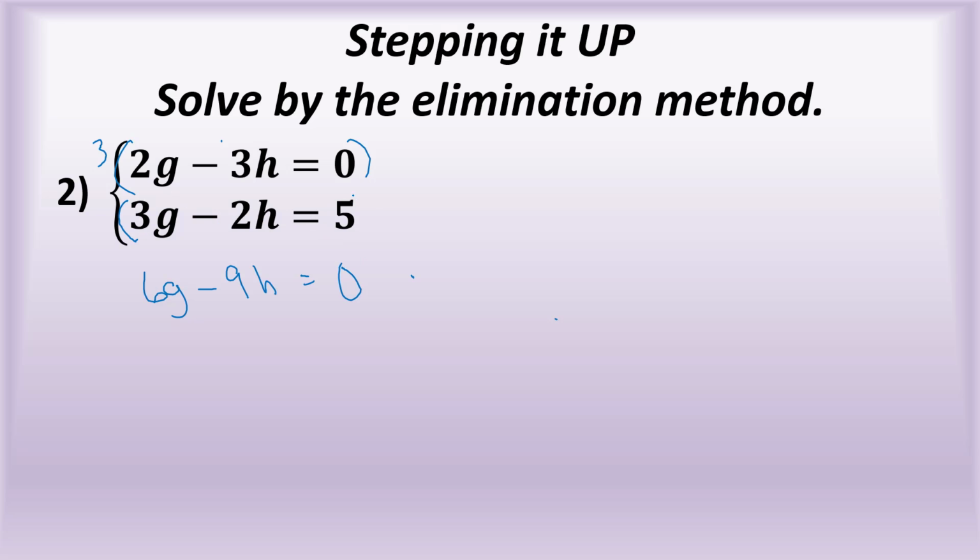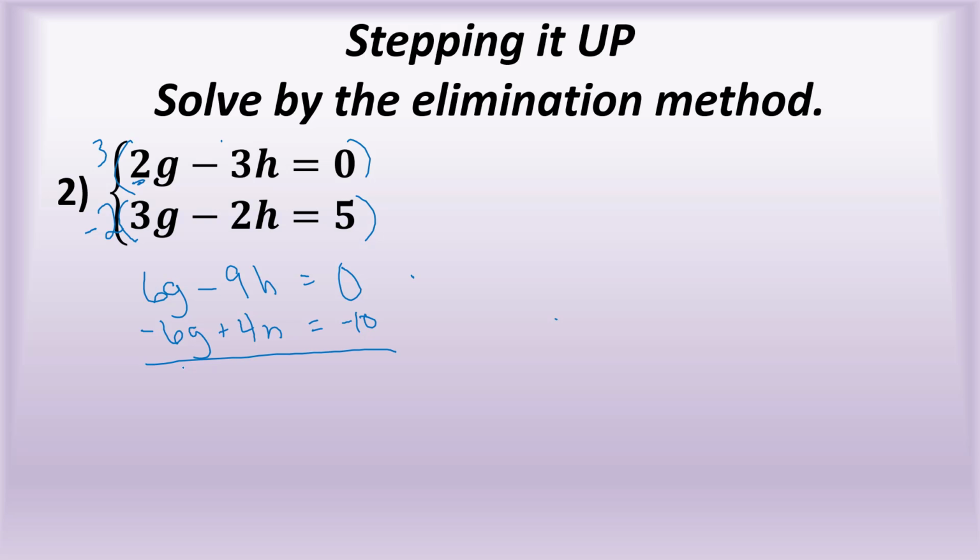I'm going to need to multiply this bottom equation by a negative 2. Notice I got the coefficient from its term here. By multiplying each equation by the coefficient from the opposite equation, we're creating a common factor. So negative 2 times 3 is negative 6g. Negative 2 times negative 2 is positive 4h. Negative 2 times 5, negative 10.